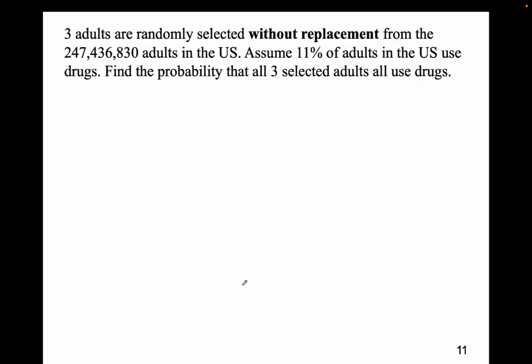All right, 3 adults are randomly selected without replacement from 247,436,830 adults in the US. Okay, that's not very many, okay? Just note that. 3 adults selected out of this many. All right, assume that 11% of adults in the US use drugs. Find the probability that all 3 selected adults use drugs.